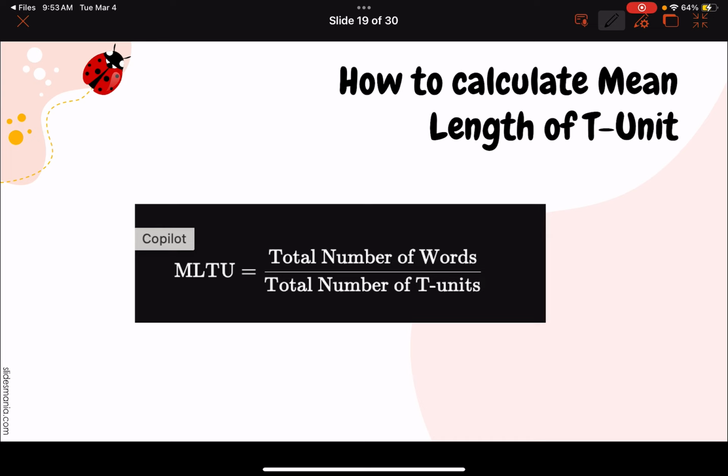So once we go to do the calculations, we're going to do what is called an MLTU, a mean length of T units. And what we're going to do is, again, get the total number of words. And then you will take the total number of words and divide that by the total number of T units. So total number of words divided by the total number of T units.